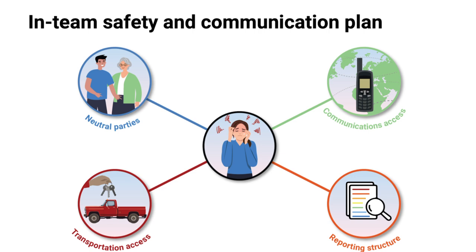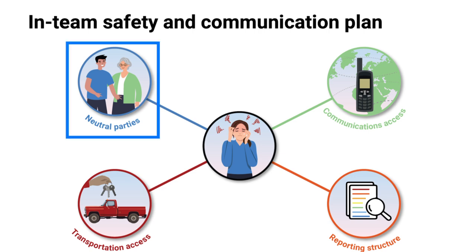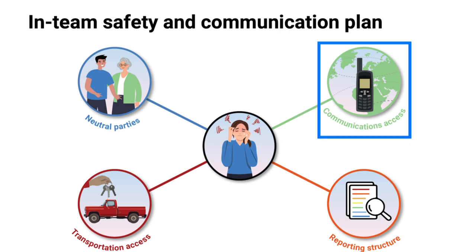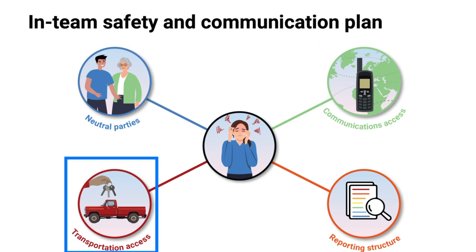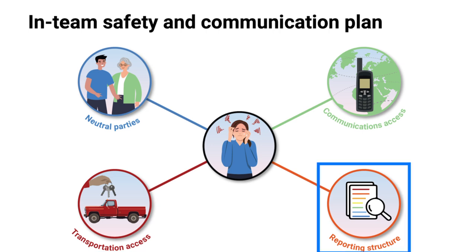There are 4 main elements to an effective plan. Identify several neutral parties. Address access to emergency communication devices. Address access to transportation. And create well-defined and accessible incident reporting structures. Let's look at each of these specifically.